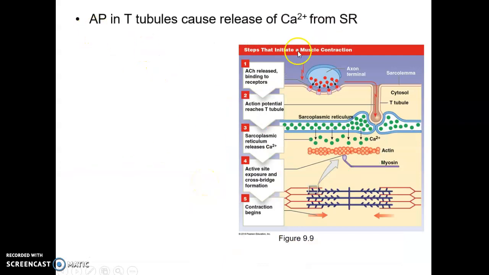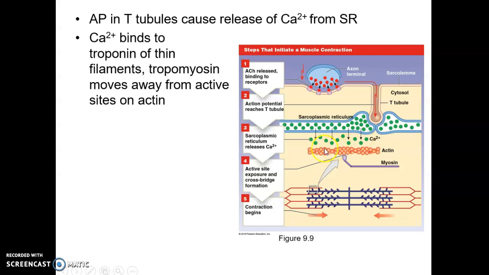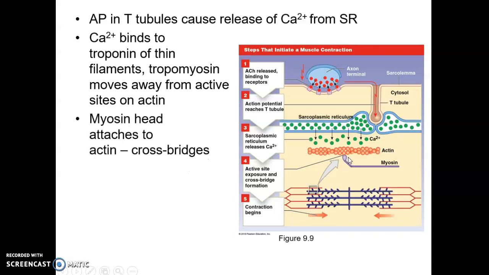Okay, so the action potential down in the T-tubules causes calcium to be released from the sarcoplasmic reticulum. The calcium binds to troponin on the actin thin filaments. The tropomyosin shifts, exposing myosin binding sites. That allows the myosin head from the myosin thick filaments to latch on. That's cross bridge formation, or cross bridges form.